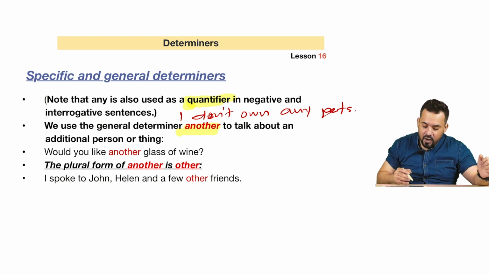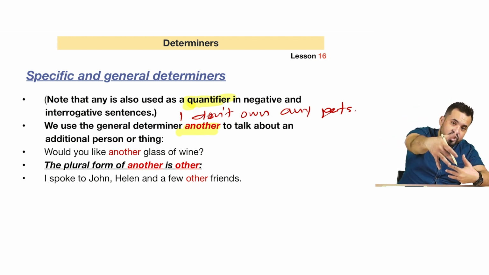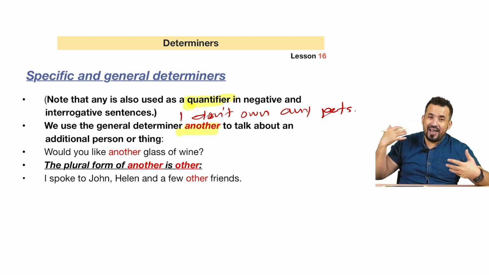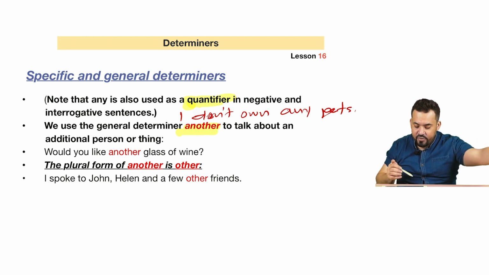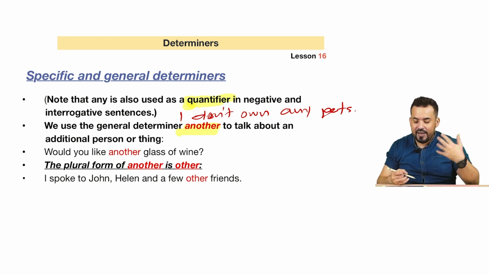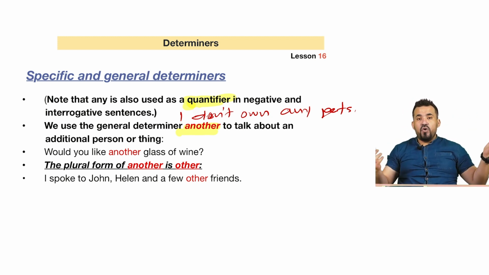Let's see. Would you like another glass of wine? It means, do you want an additional glass of wine? Would you like another cup of coffee? Okay, in the plural form: I spoke to John, Helen, and a few other friends. I spoke to John, Helen, and a few other friends.